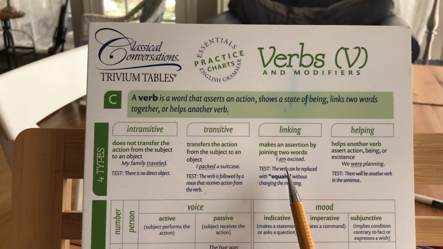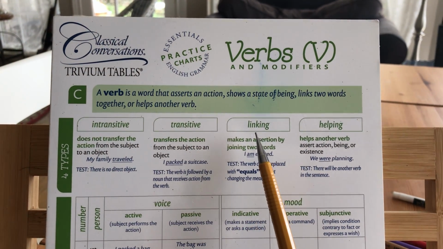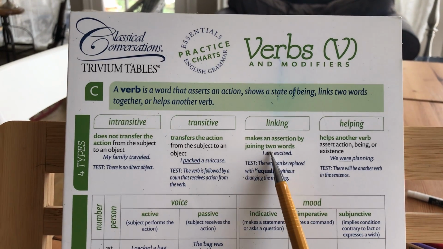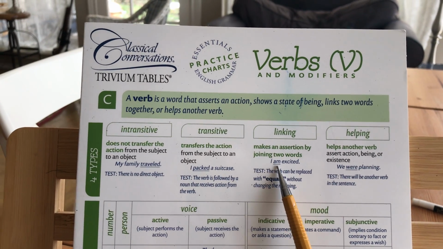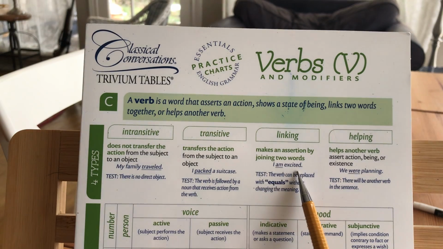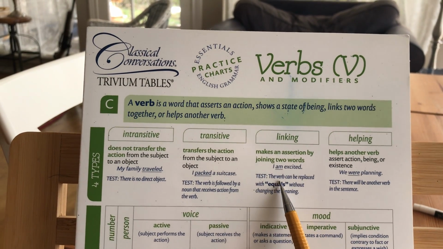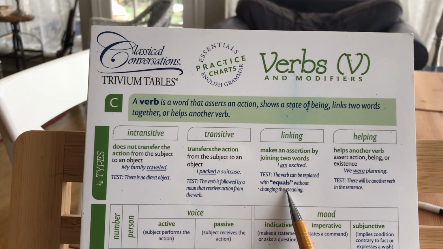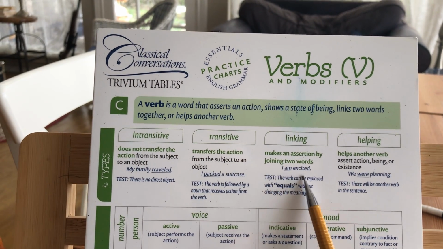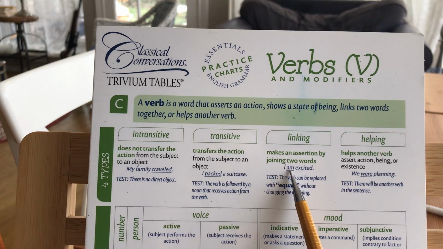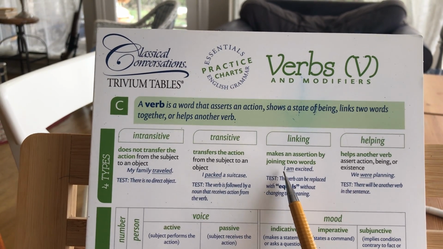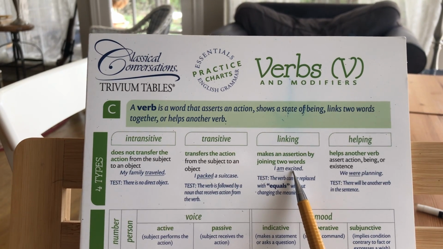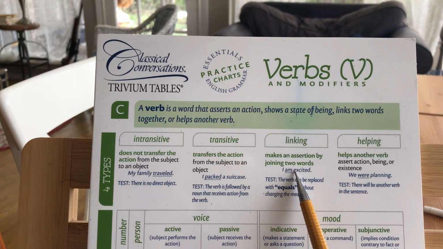A linking verb. Linking verbs are fun. A linking verb makes an assertion by joining 2 words. So right here we have a linking verb in I am excited. And the test is if the verb can be replaced with an equal sign without changing the meaning of your sentence, then you have a linking verb. For example, I could take out that am and put an equal sign. Do I equal excited? Yes, that doesn't change the meaning of my sentence. So therefore, this is a linking verb.